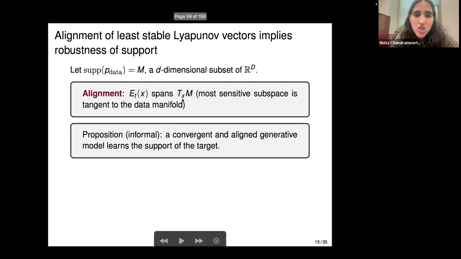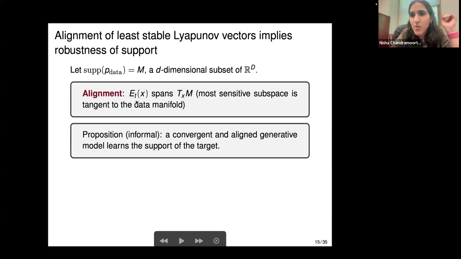Now what we can show is that if this alignment holds, then the generative model learns the support of the target distribution. Of course, the generative model has to be convergent, in the sense that as epsilon, the error in the generative model, goes to 0, you recover the target distribution. Several theoretical works have shown convergence for all these different ideas for generative models. And if we take a convergent generative model that additionally has this alignment property, which uses our most sensitive subspaces, a d-dimensional subspace where the errors are going to grow the most, and the errors grow the most in the tangent space of the support of the target distribution, so this is perfect alignment, this is the situation where you can claim that the generative model learns the support of the target distribution.